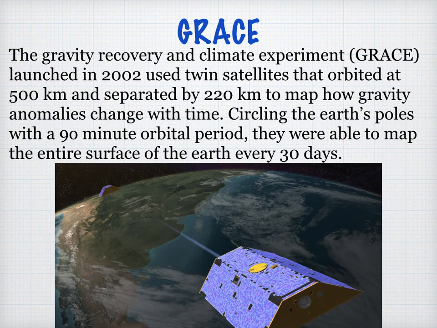Simultaneously, the GRACE experiment was being carried out, the Gravity Recovery and Climate Experiment, and that launched in 2002 using twin satellites that orbit at 500 kilometers in altitude and were separated by about 220 kilometers to map how gravity anomalies change over time. They circled the Earth's poles with a 90-minute orbital period, and in doing so they were able to map the entire surface of the Earth every 30 days until the end of their mission in 2017.